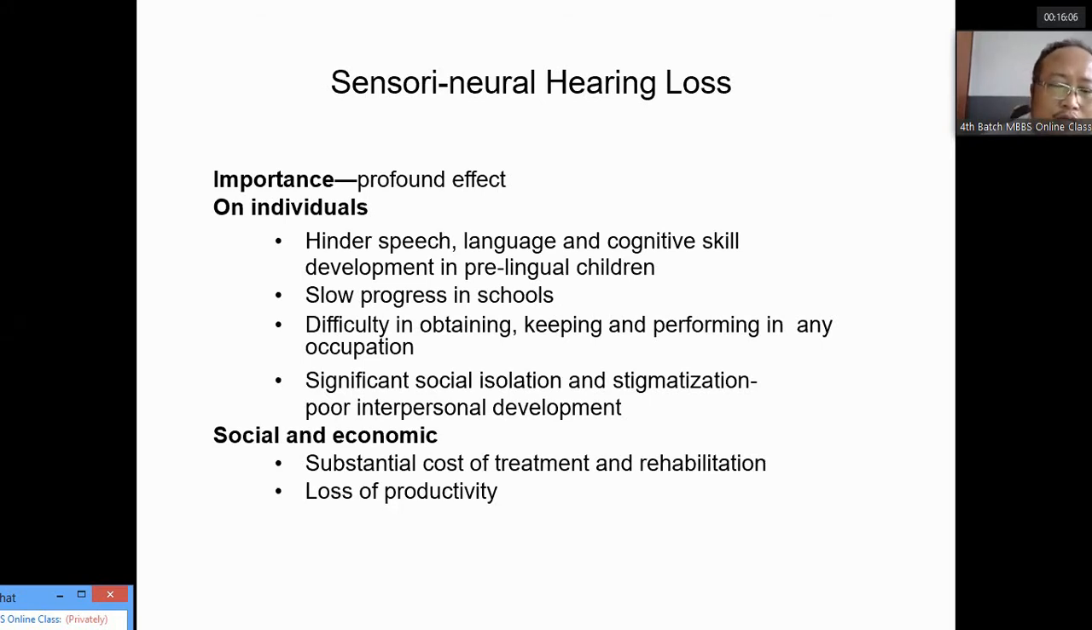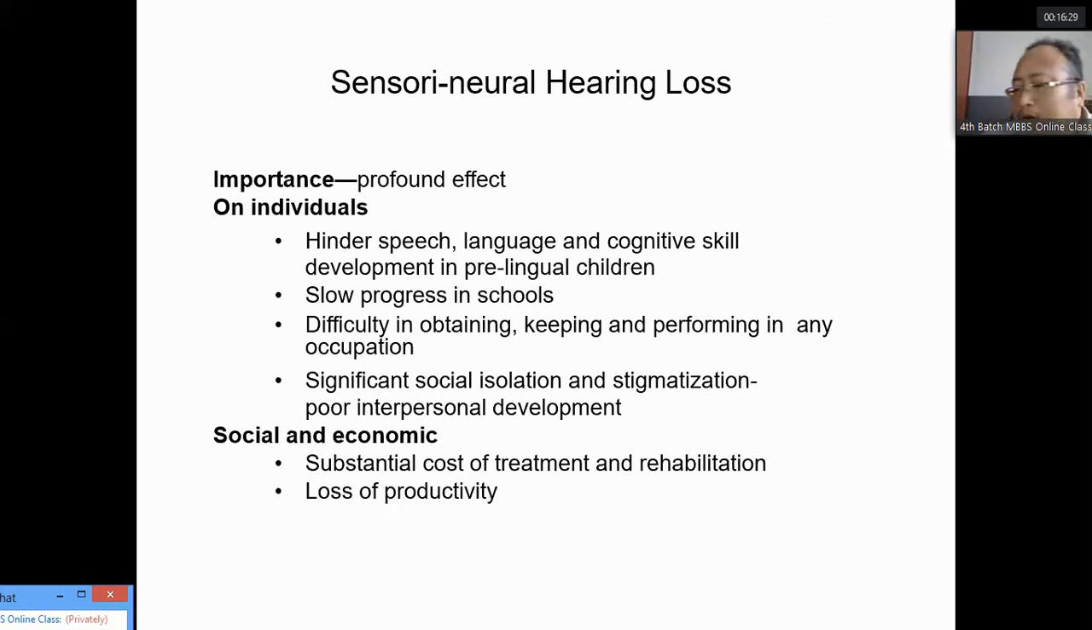For teachers, the questions will not be heard and they cannot teach, and there will be some kind of psychological stress. So the people might leave the job or something like that. So there will be social isolation and stigma.